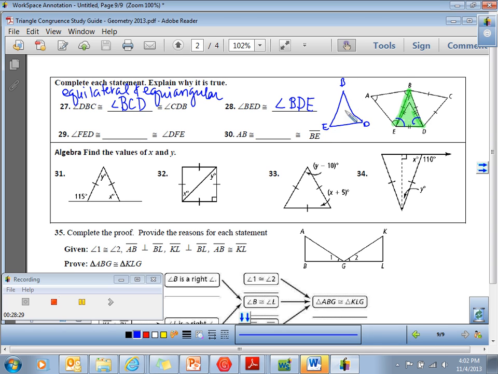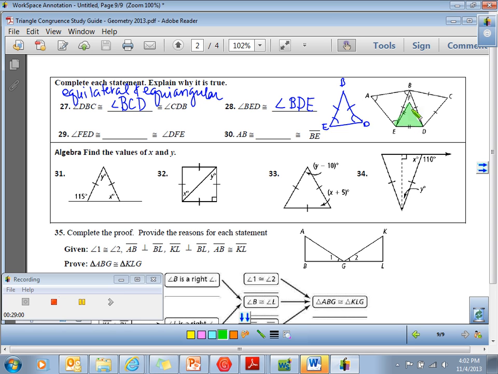Okay, here's the triangle. BE has one marking, and BD has one marking. So therefore, that's congruent to that. Does that help? A little bit? Okay. But isn't there like lines on the bottom? Yeah, they're double lines. That deals with that smaller triangle in here.